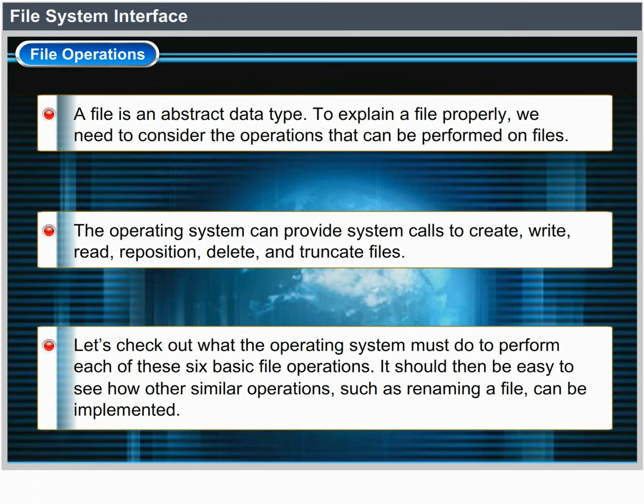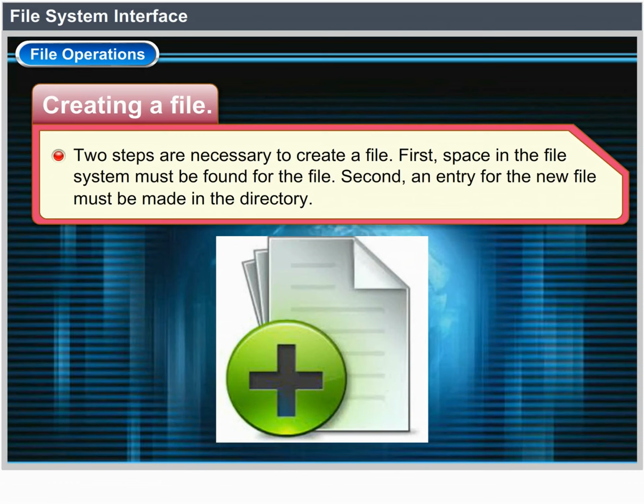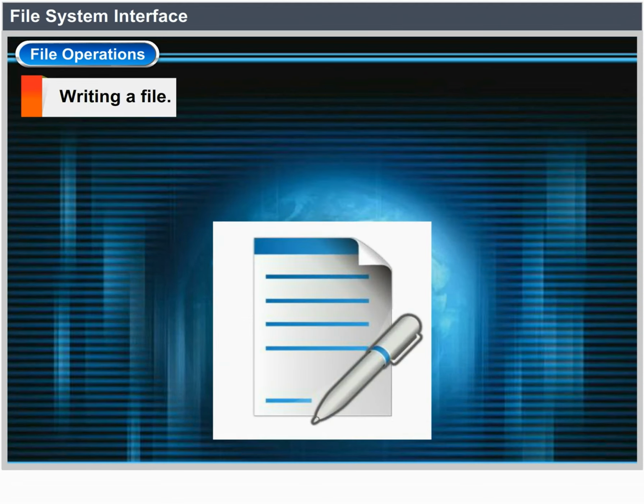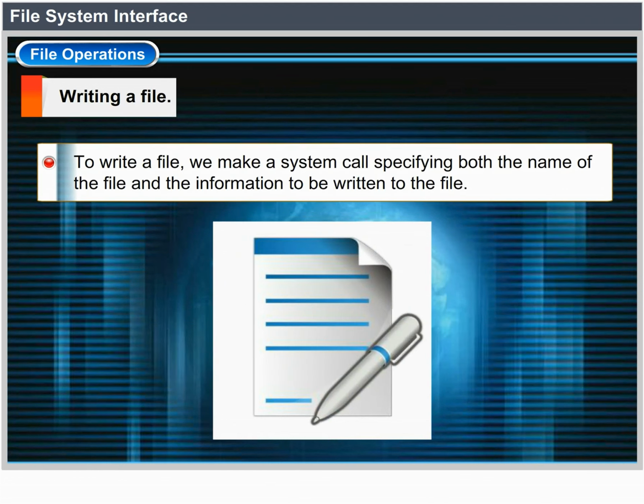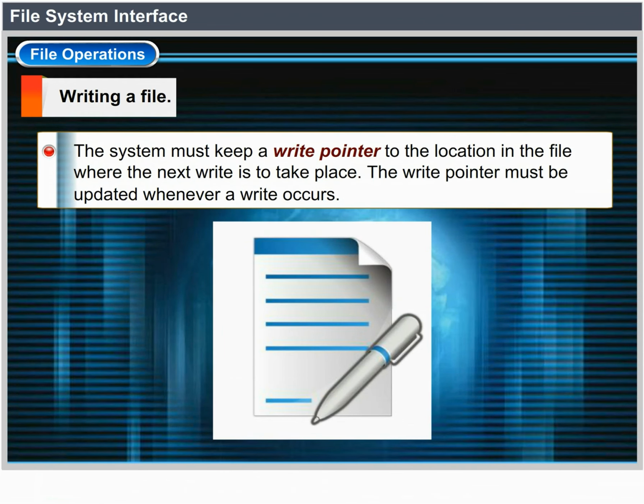Creating a file. Two steps are necessary to create a file. First, space in the file system must be found for the file. Second, an entry for the new file must be made in the directory. Writing a file. To write a file, we make a system call specifying both the name of the file and the information to be written to the file. Given the name of the file, the system searches the directory to find the file's location. The system must keep a write pointer to the location in the file where the next write is to take place. The write pointer must be updated whenever a write occurs.